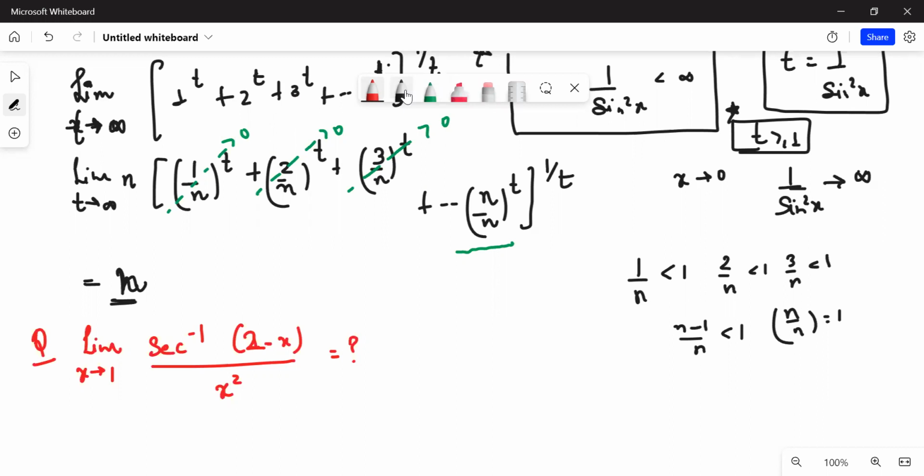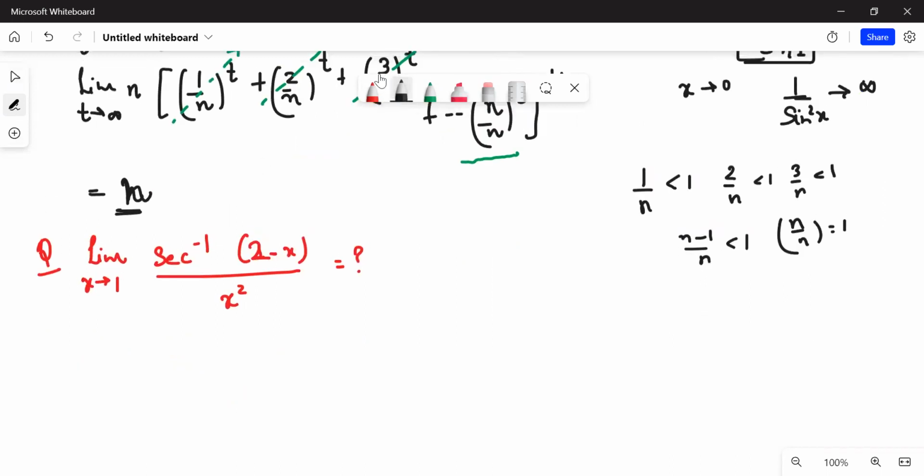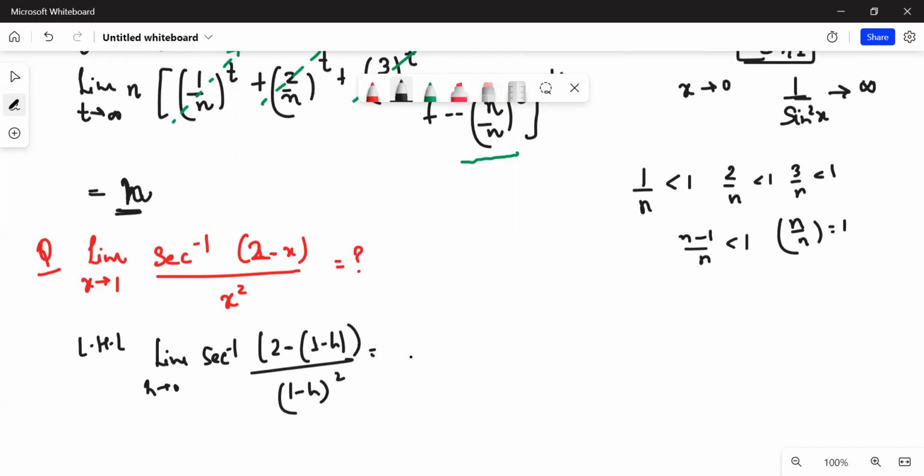Okay. So what do you think an answer would be? Sir, is the answer 0? Let me see. Whenever I told you on the very first day, whenever you have these kind of things, at least first start doing some left hand and right hand limits. Let us take left hand limit. So what would be left hand limit? Limit h tends to 0. It will be equivalent to writing secant inverse of (2 minus (1 minus h)) divided by (1 minus h) the whole square.